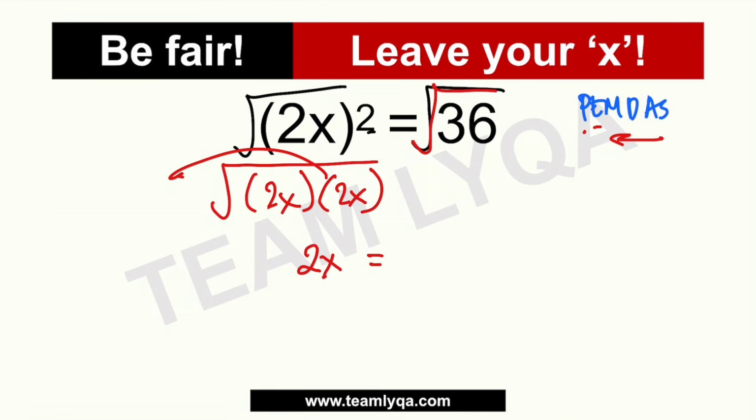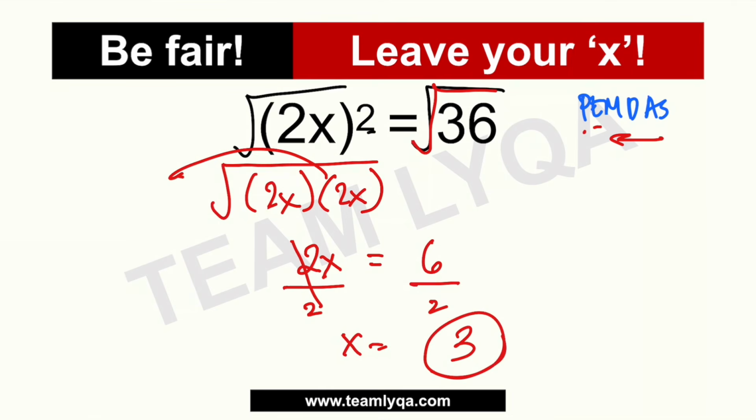Ano ba square root ng 36? 6, right? 6 times 6 is 36. Ito na ngayon yung magiging kalalabasan niyan. Tapos, ika-cancel ko na ngayon yung 2. Okay, mawawala ito. X is equal to 6 divided by 2 or 3. So, the answer is 3. Again, everything changes dahil dun sa parentheses.